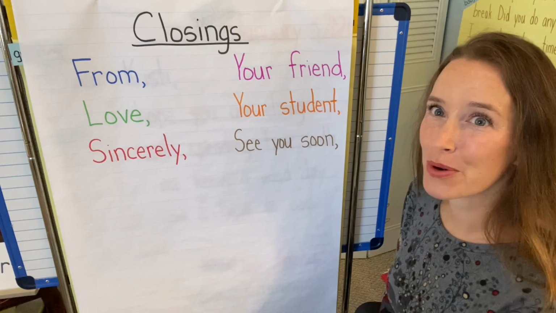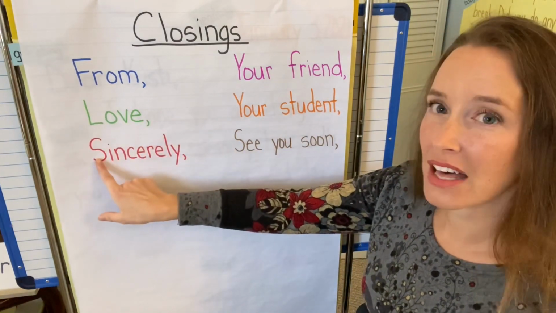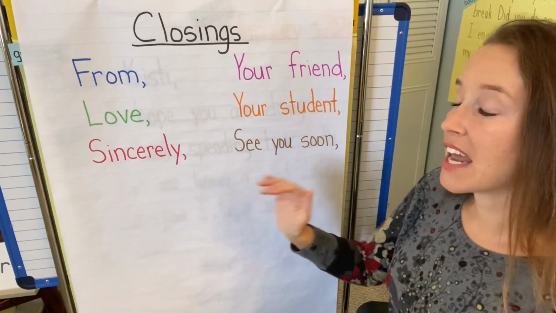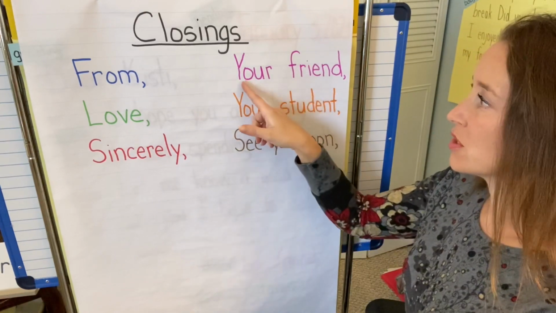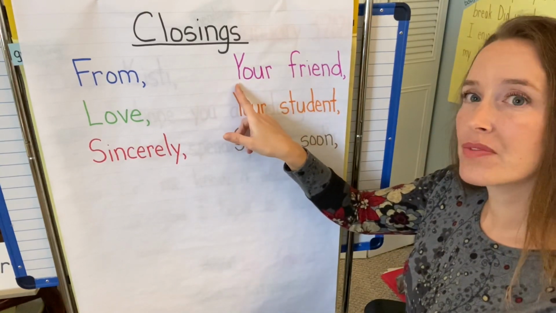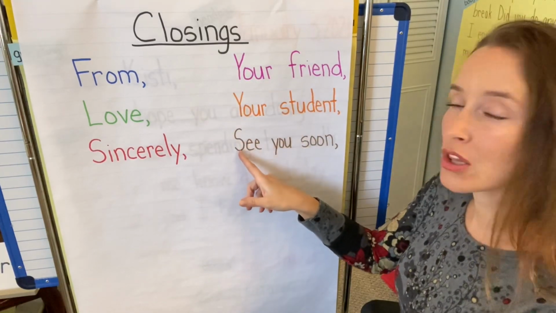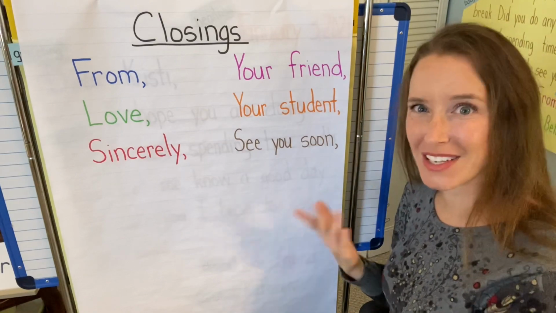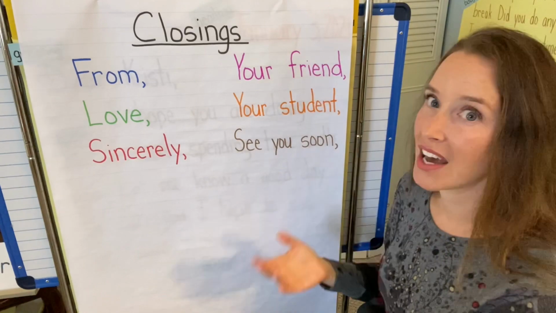Another thing I want to point out to you is that our closings all start with a capital letter. Okay, do you see the capital letters? But the next word, if there's more than one word in the closing, is a lowercase letter. See, your friend. Your gets a capital, friend is lowercase. So only the first word in the closing gets a capital. It's kind of like when you're doing a sentence, right? The first word gets a capital. The rest are lowercase. It does not end with a period though.